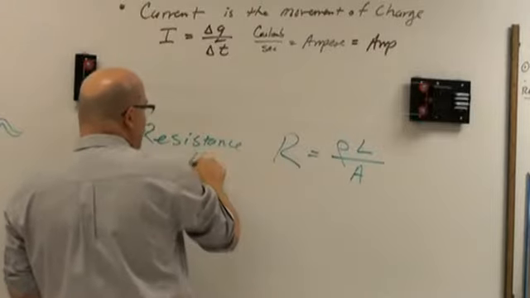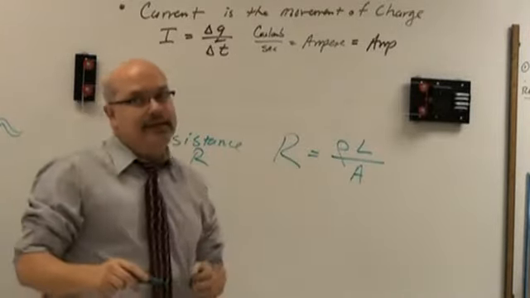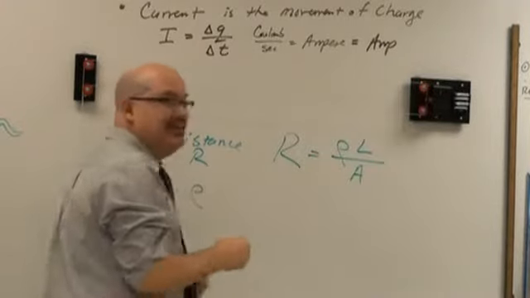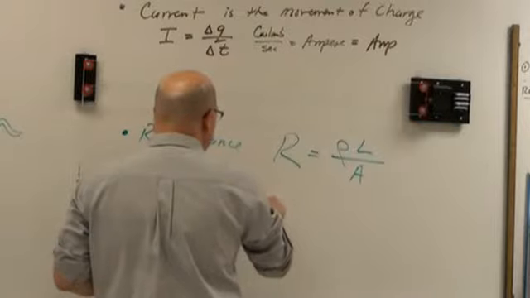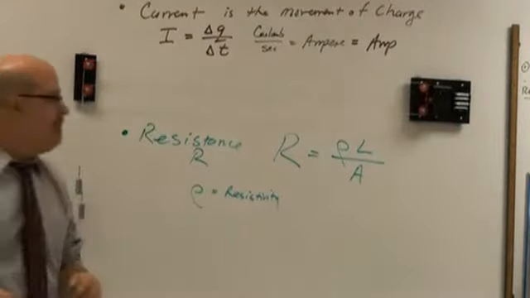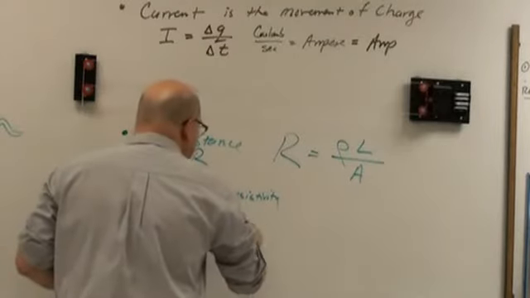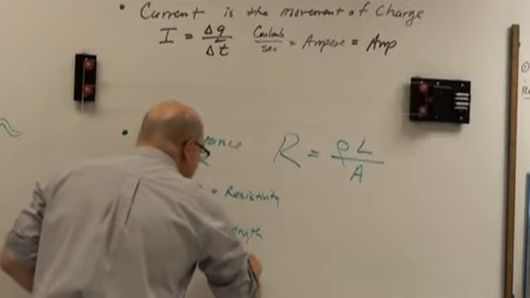R is resistance. Rho is not density. They recycled it. It's resistivity. They can use it anywhere they want. But that's so confusing. I know, it's confusing. They don't care. L is the length, and A equals the cross-sectional area.